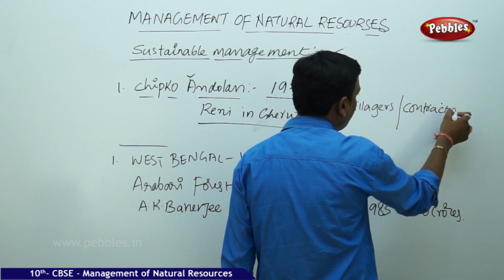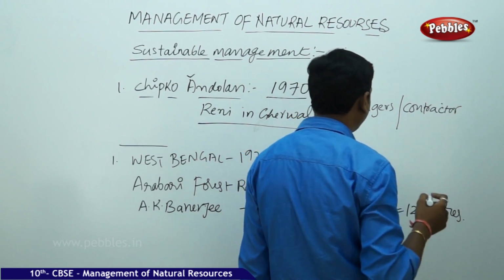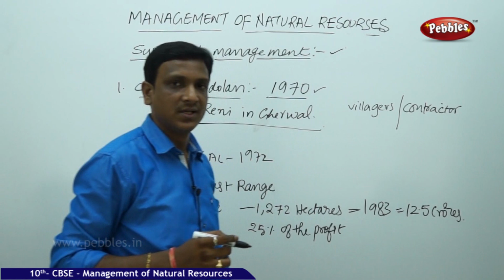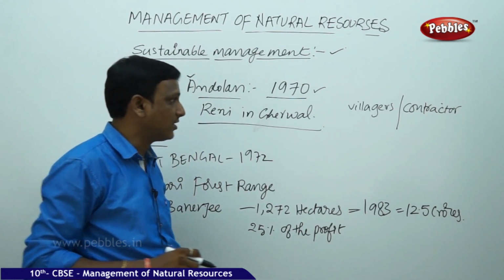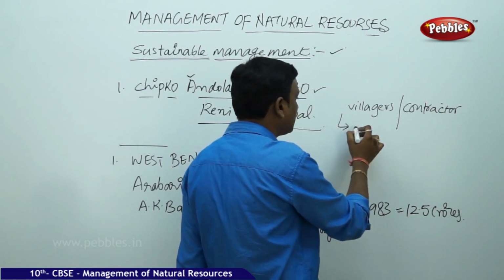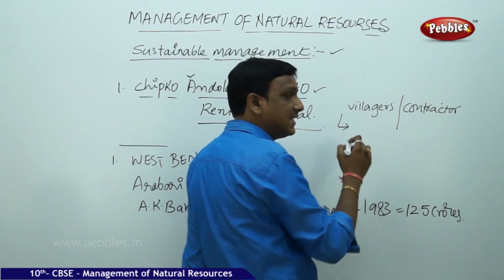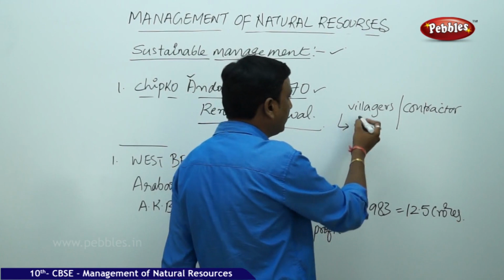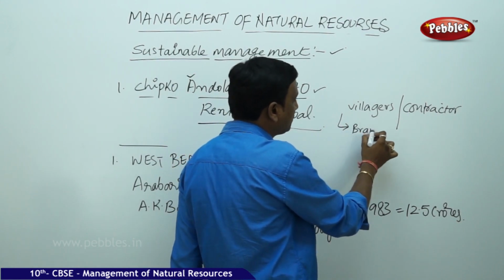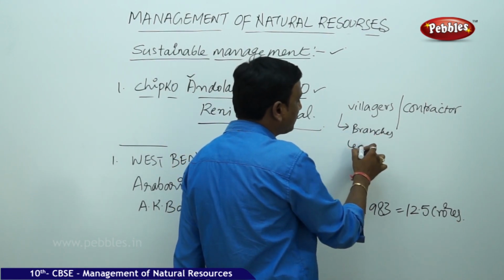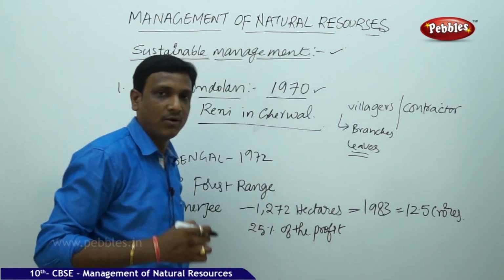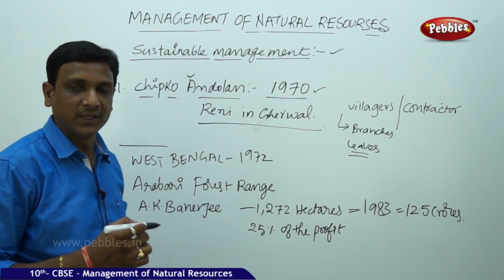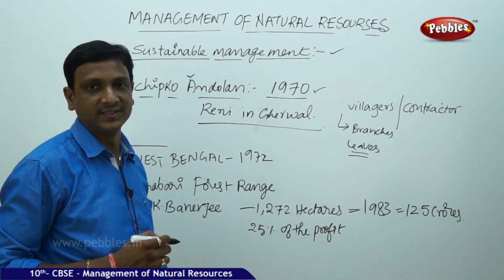So what was the dispute here between the logging contractor and the villagers? The villagers don't want the trees to be cut down, because they depend on the trees for firewood. They pluck only the branches and leaves and other products for their use. But the contractors, for the purpose of wood, permanently cut down the trees.